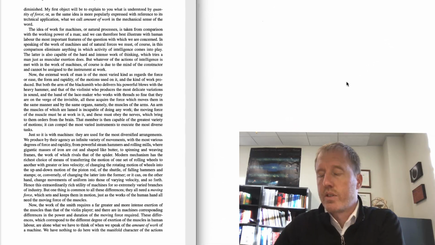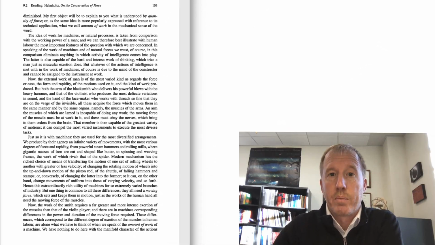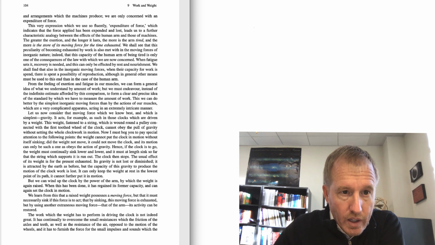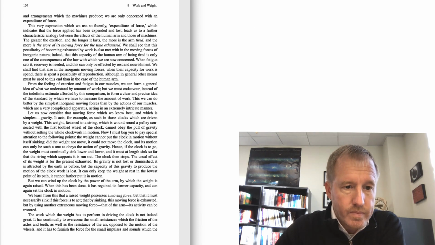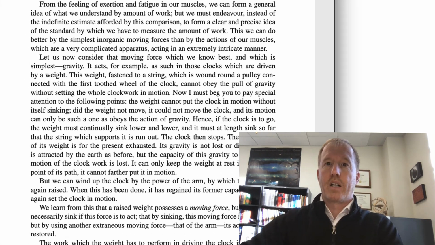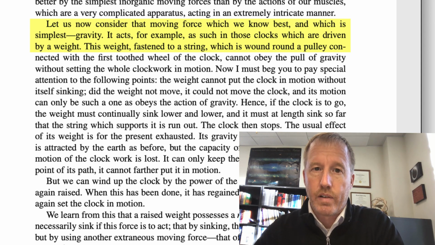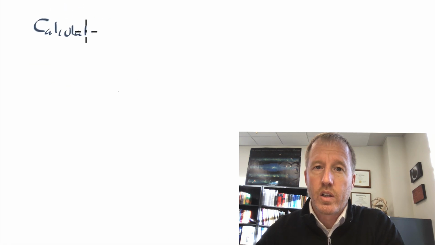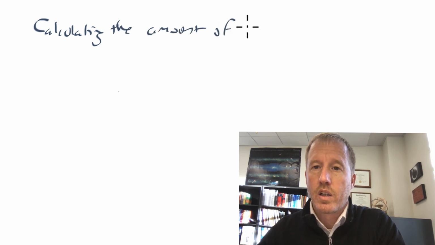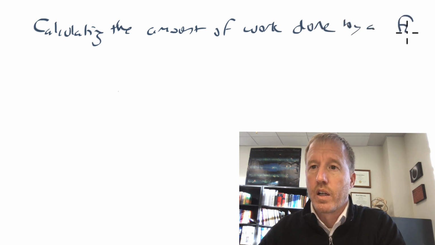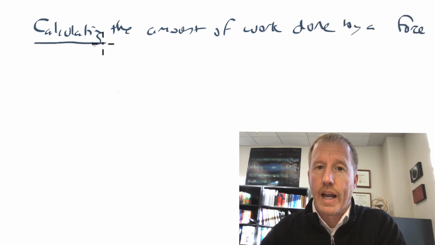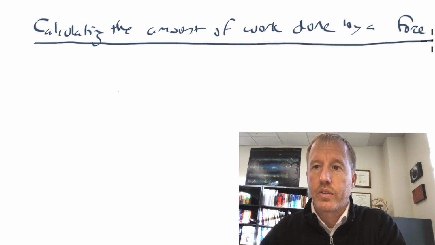And then he goes on to talk about an example of how to calculate the amount of work that something does. If you look at the next page, he starts talking about an example of a clock. So let's use this as an example. I'm going to write down calculating the amount of work done by a force. I'm just going to write down the answer first, so I'll kind of give it away right away.